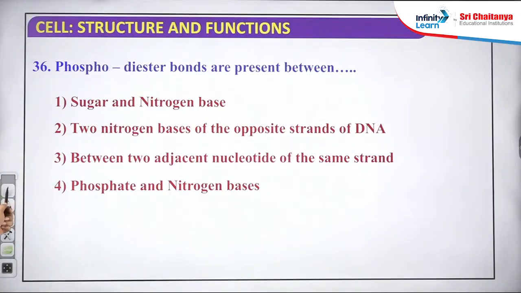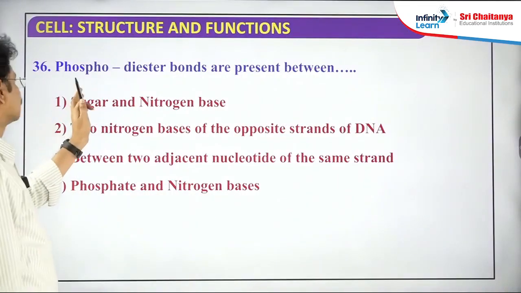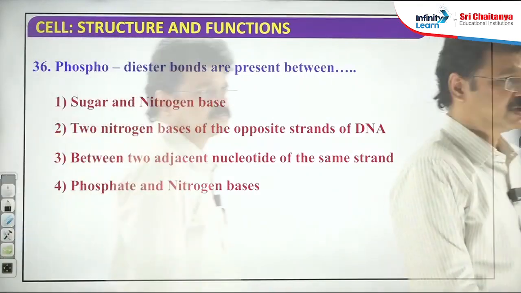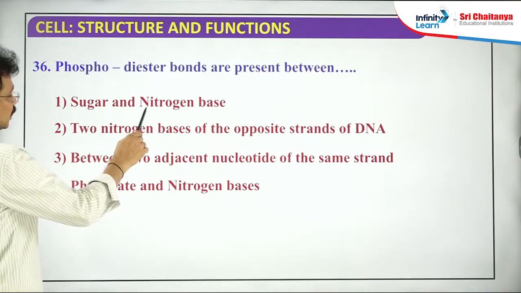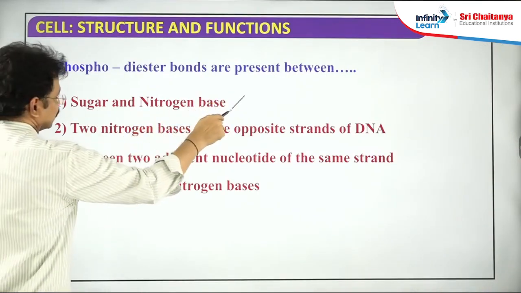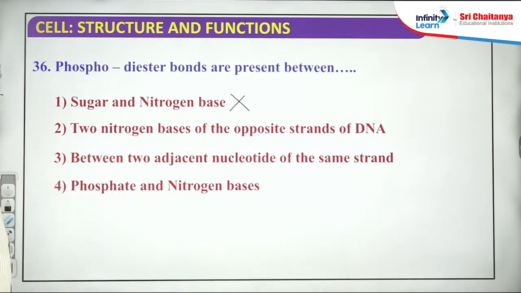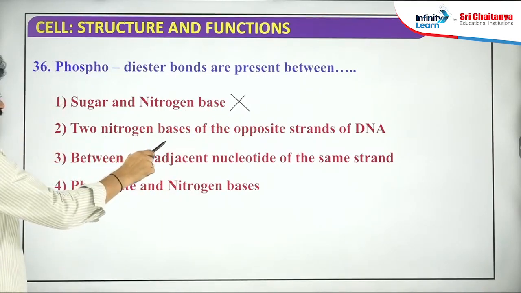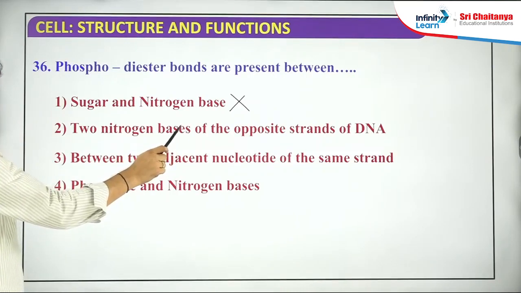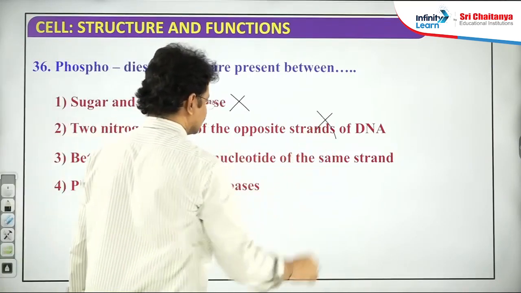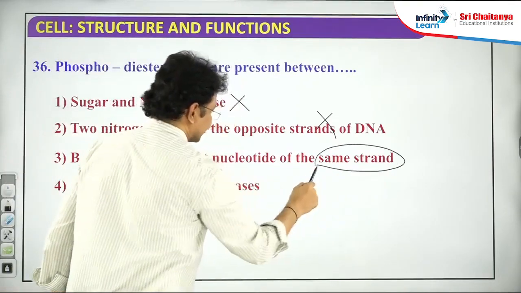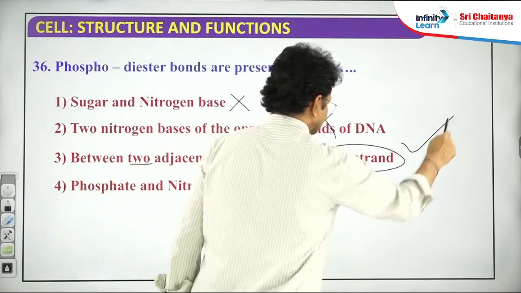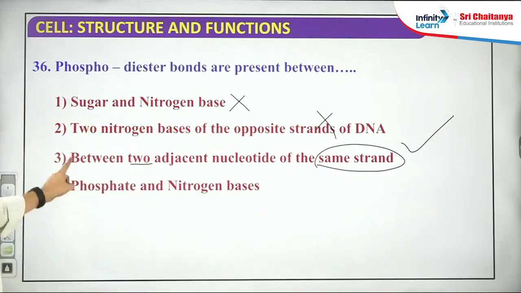By using such ideas or knowledge, try to answer this question. Read carefully. Phosphodiester bonds are present between the sugar and phosphate; the bond between sugar and nitrogen base is glycosidic, not phosphoester. So the first option is wrong. Two nitrogen bases of the opposite strands have hydrogen bonds, so that is also not it. Between two adjacent nucleotides of the same strand, phosphodiester bonds are there. Yes, very good. The third option is the right answer.